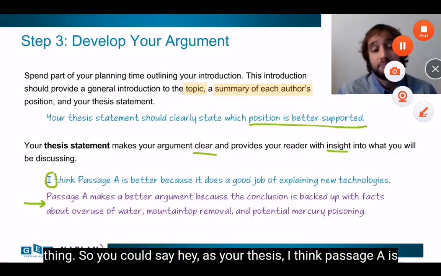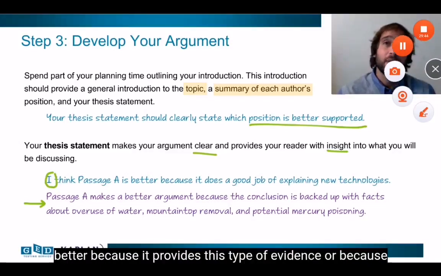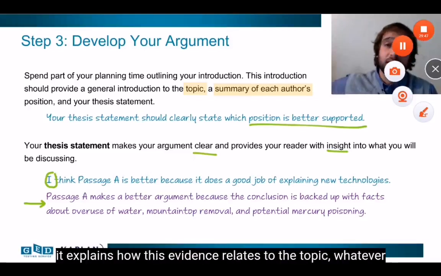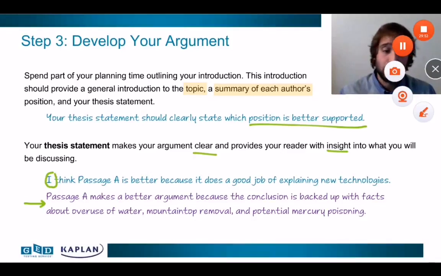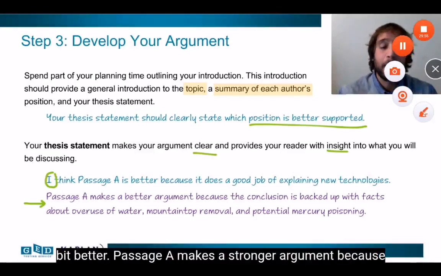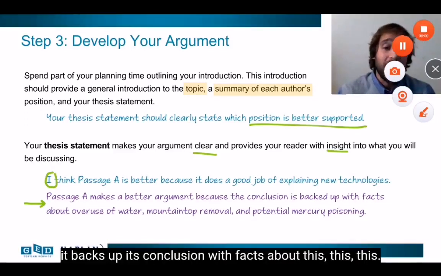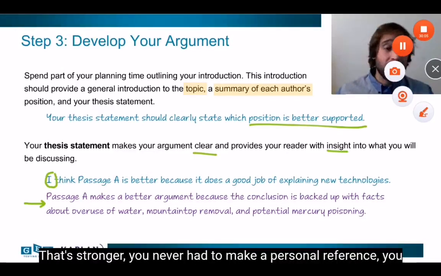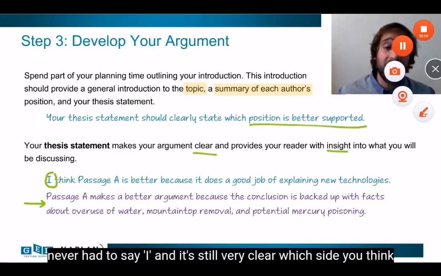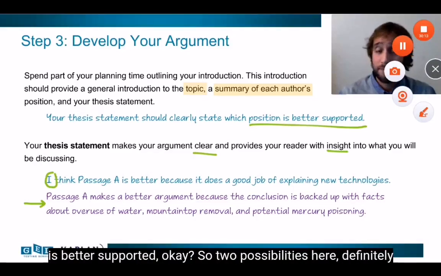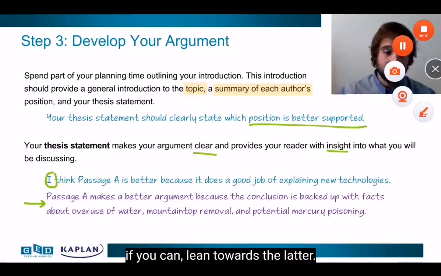So you could say, hey, as your thesis, I think passage A is better because it provides this type of evidence, or because it explains how this evidence relates to the topic, whatever it might be. Fine. Now, if you look at the second part here, I like this a little bit better. Passage A makes a stronger argument because it backs up its conclusion with facts about this, this, this. That's stronger. You never had to make a personal reference. You never had to say I, and yet it's still very clear which side you think is better supported. Okay? So two possibilities here. Definitely, if you can, lean towards the latter.